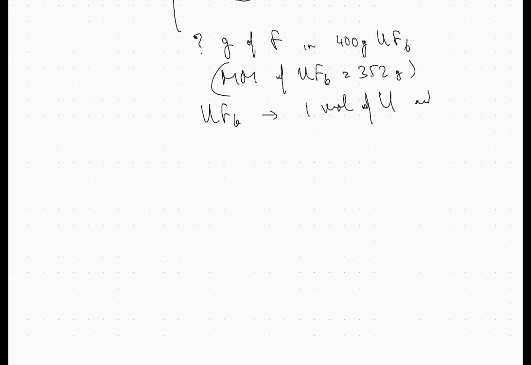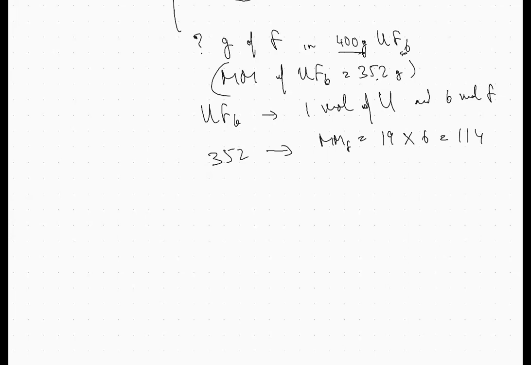So if it is 400 grams, now this time it's not the moles. So we will take the molar mass, which they have given, 352. But out of that fluorine, only 6. So fluorine mass is 19. So 19, we have 6 of it. So 19 times 6, I get 114. Okay, 114 grams.